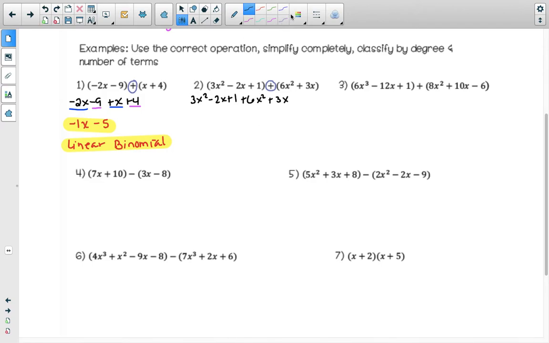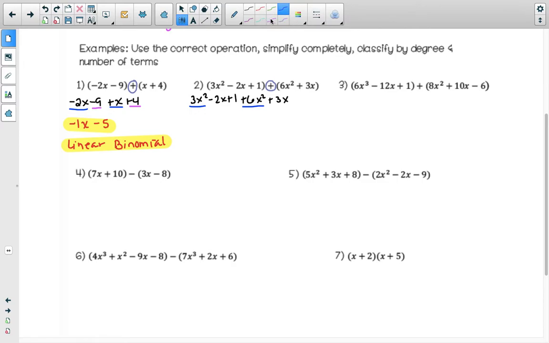Now to determine what can go together. So we look for our largest exponent, which here we have a 2, and we have another 2. So no other exponent is higher than 2. We have a 3x squared and a positive 6x squared that can go together.